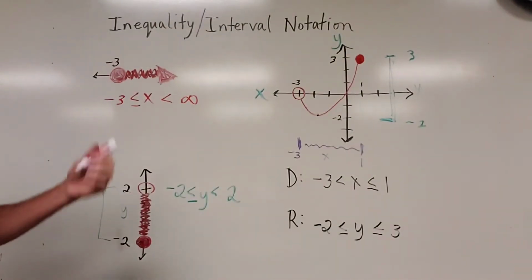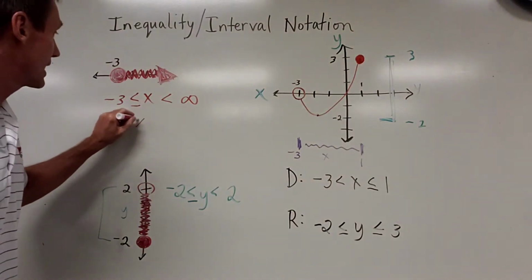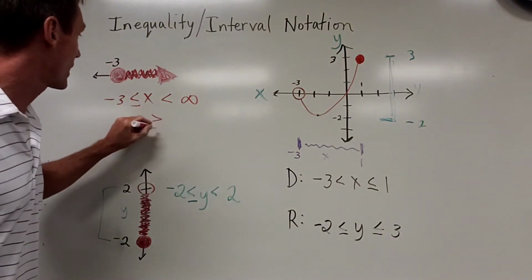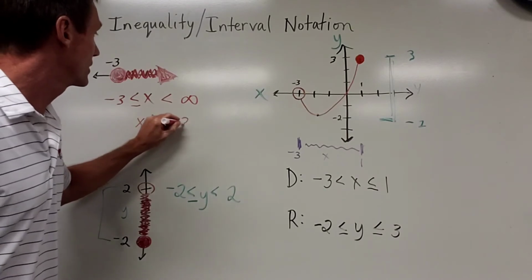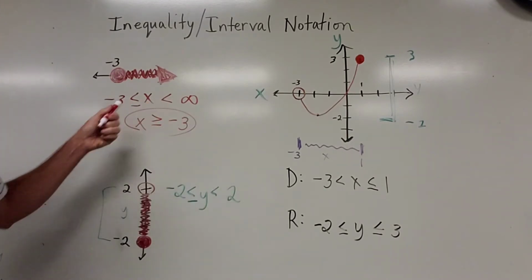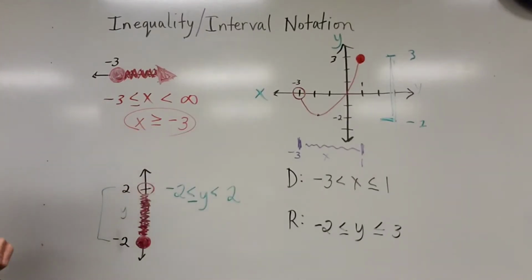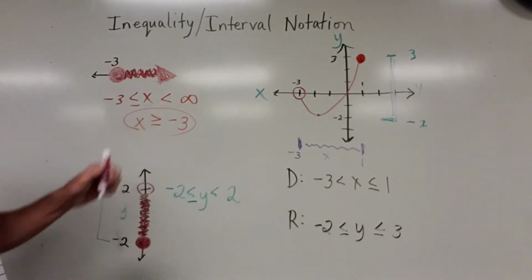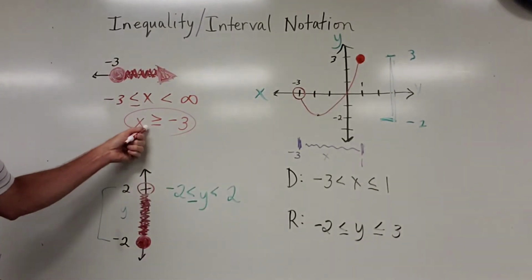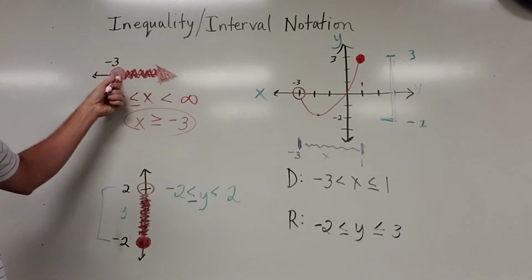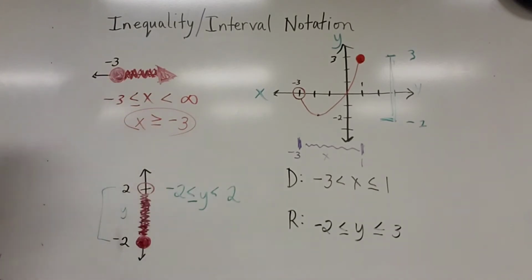The simplest way to write this would just be x is greater than or equal to -3. Same thing, but this is how I would write that. It's how you would probably see that. All numbers greater than or equal to -3.